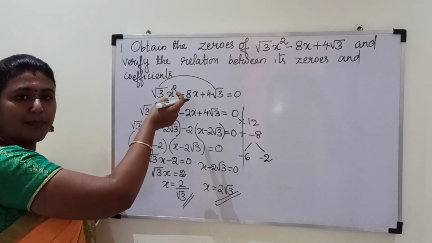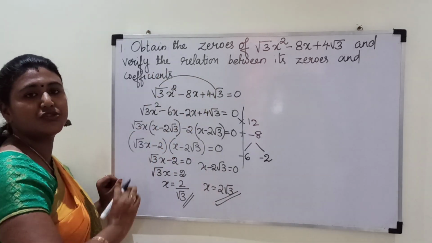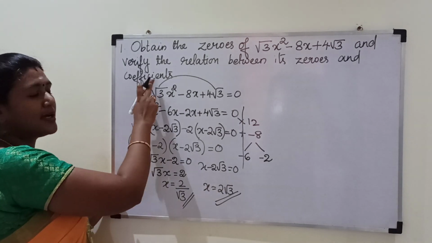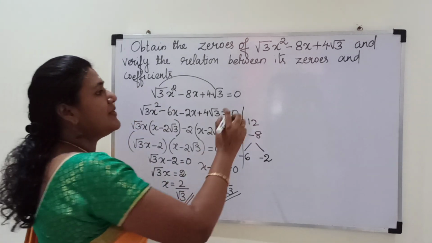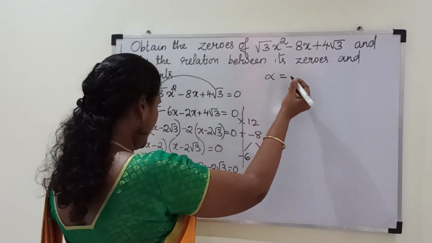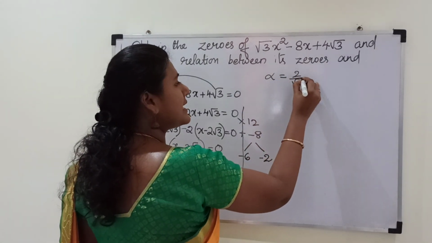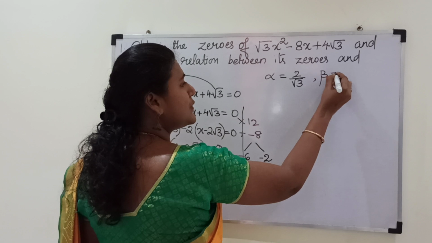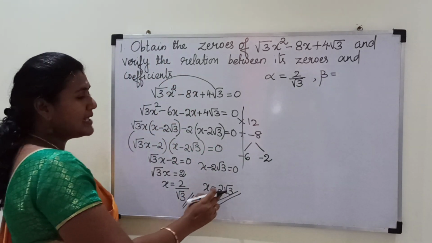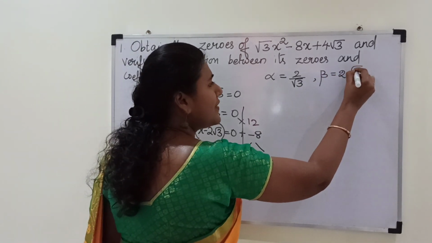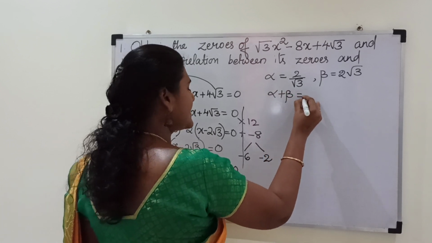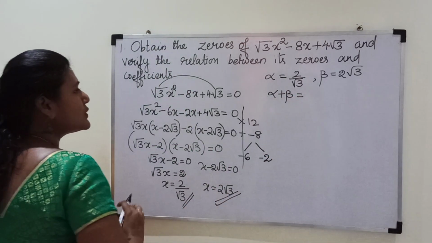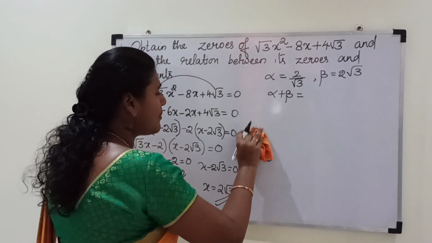Now the second part: what is the relation between its zeros and the coefficients? These two zeros, we will take one zero as alpha, that is 2 by root 3, and the other zero we will take as beta, that is 2 root 3. Now we will find the sum of the zeros, that is alpha plus beta.